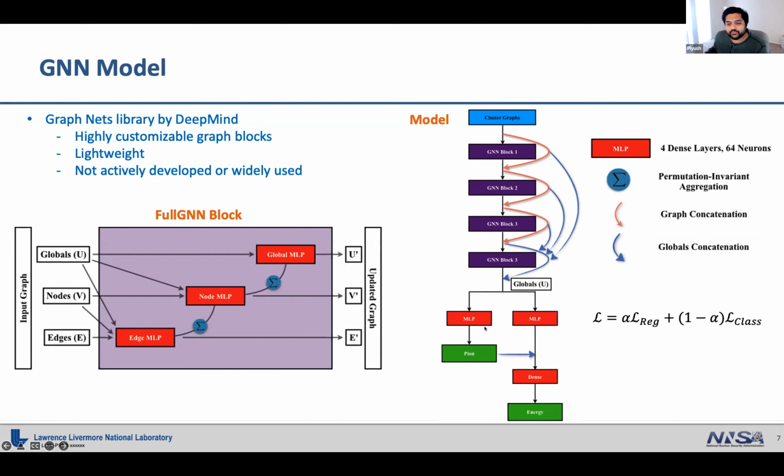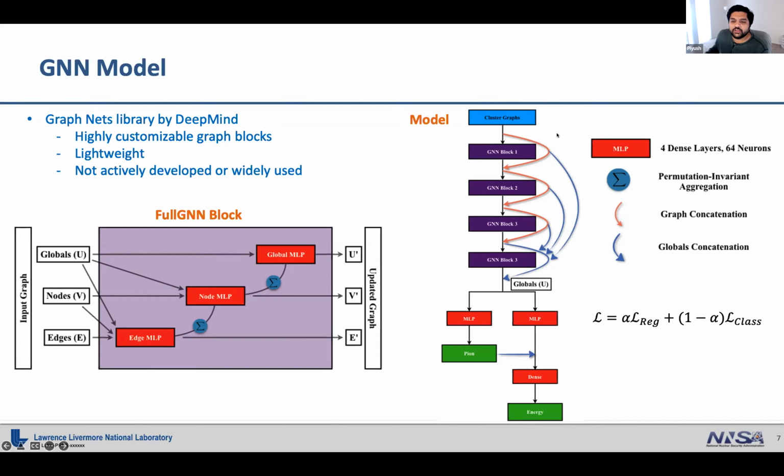Then there's another stream of data that uses that global output, concatenates it with the output of the classification, and passes it again through a dense network to predict the energy of the cluster, the energy deposited in the cluster. The reason to do this is to give the model additional information about the type of pion it's going to make the energy prediction of.